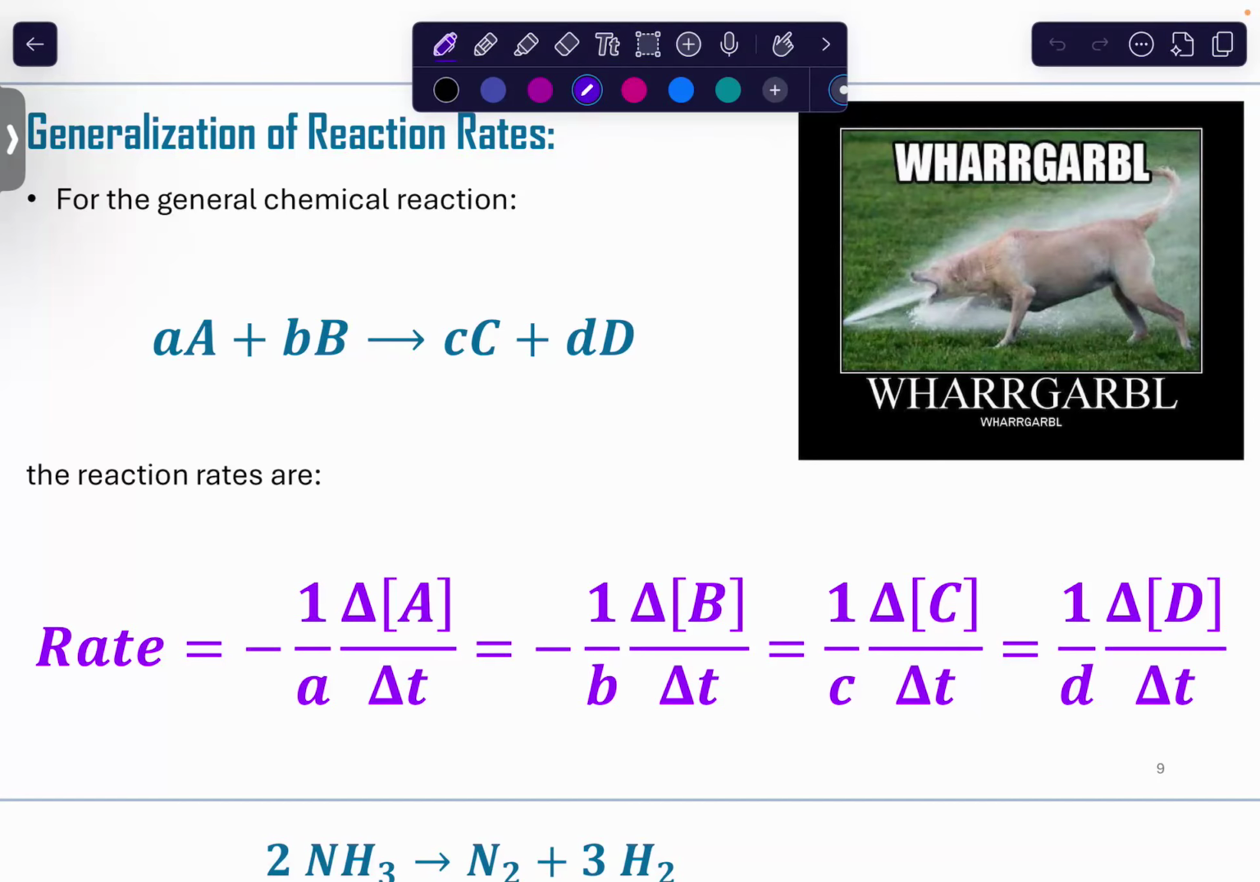These are how the rates relate to each other. Remember, you're going to have the fractions of the coefficients from the equation. This is how they relate to each other. If you're just talking about the rate of a specific compound in the reaction, that's going to be your change over time.